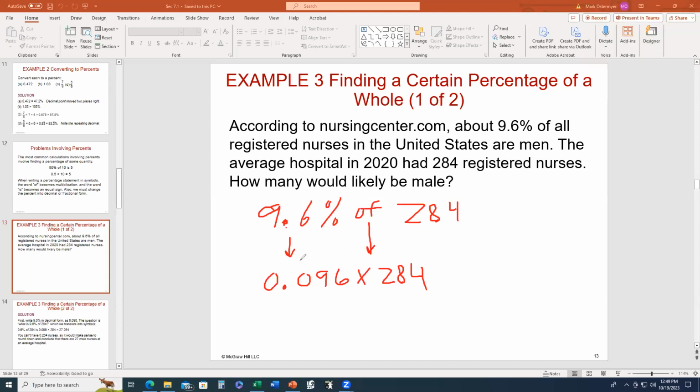You take that, and it gives you about what? On average, about 27 of the 284 nurses in each hospital are male. Okay, makes sense how we did that problem there.